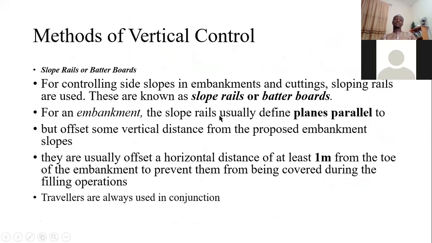So for an embankment, the slope rails usually define planes parallel to but offset some vertical distance from the proposed embankment slopes. All right. So the slope rails are usually defining planes parallel to, but do you know what that means?